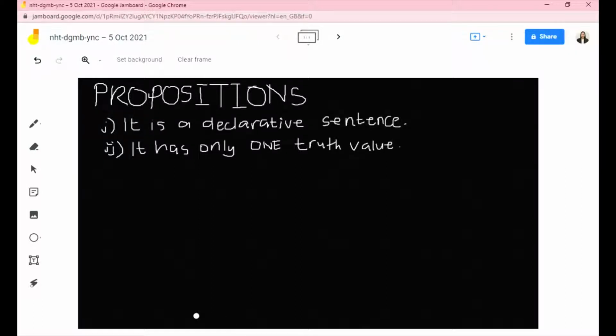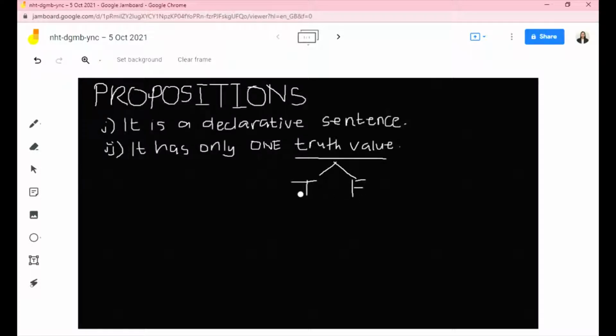Let's talk about propositions. A proposition has only two conditions. The first one is that it is a declarative sentence, and the second one is that it has only one truth value. By truth value, we mean the truthfulness of the proposition. So we have only two options in here: whether it is true or it is false.